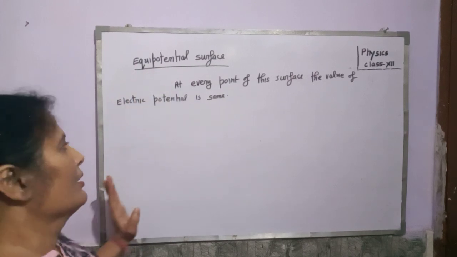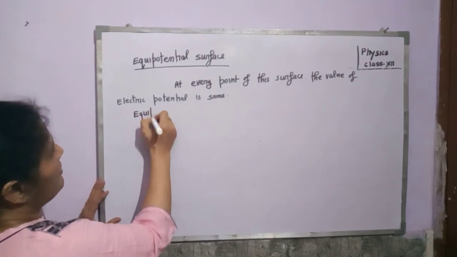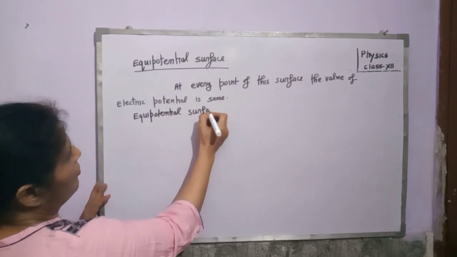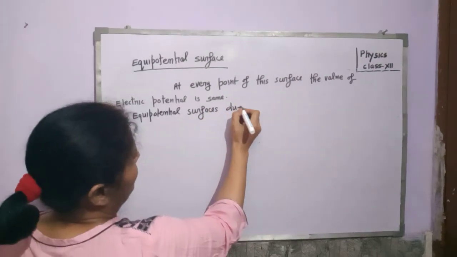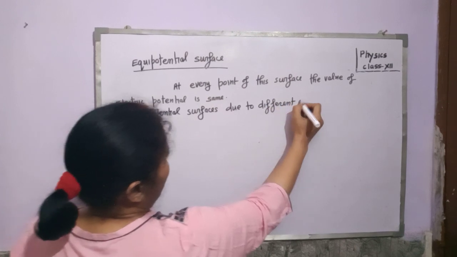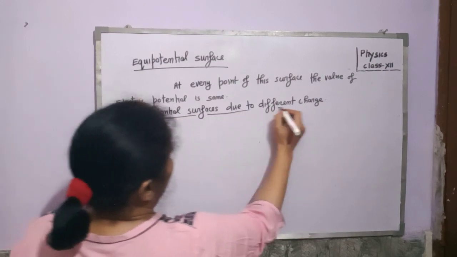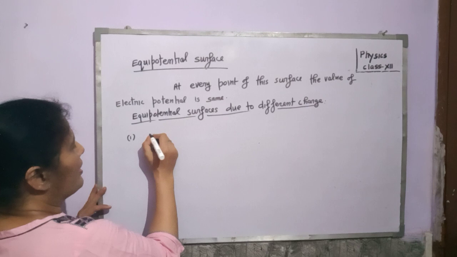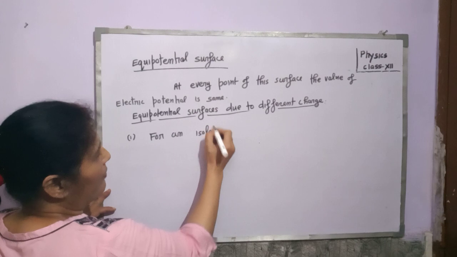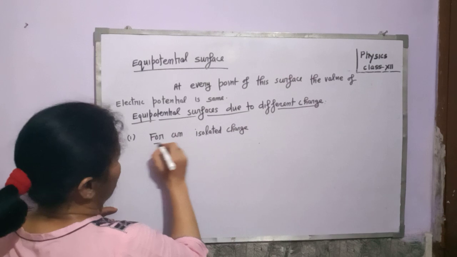Now the equipotential surfaces due to different charges. Due to different charges, you can draw these surfaces. First one is for an isolated charge. Only a single charge is present here. It may be positive or negative. Isolated charge. Charge may be positive as well as negative.